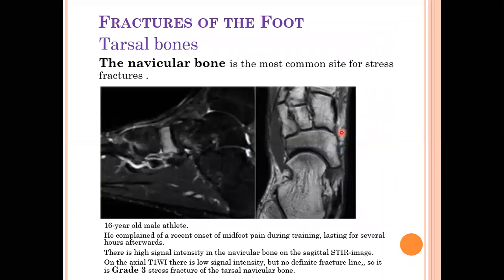Fractures of the foot, tarsal bones. The navicular bone is the most common site for stress fracture. This is the case of a 16-year-old male athlete complaining of recent onset of mid-foot pain during training, lasting for several hours afterward. There is a high signal intensity in the navicular bone on the STIR image, and also a low signal intensity in the T1. It's a grade 3 stress fracture.